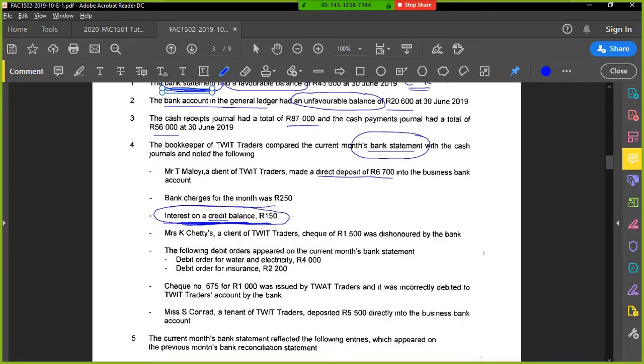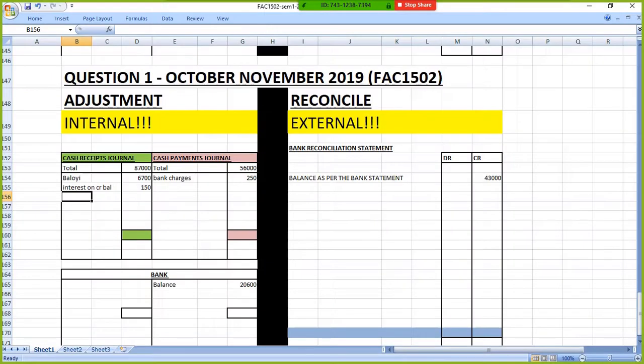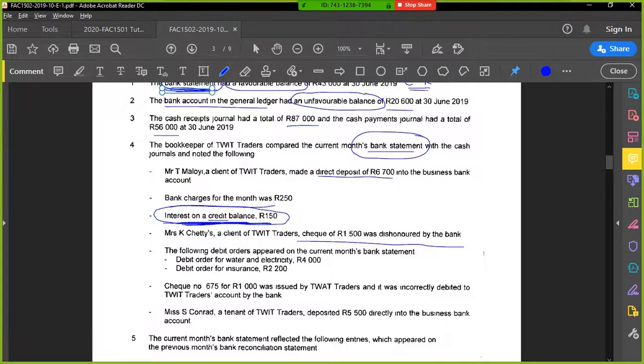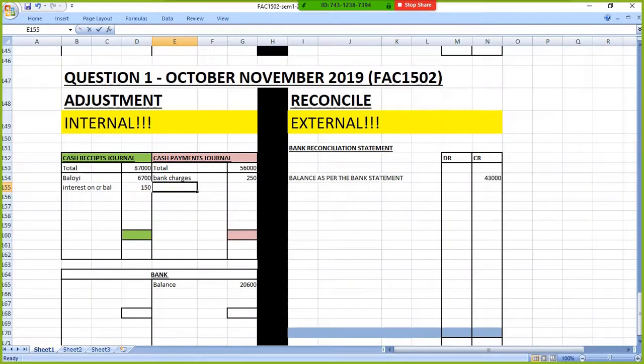Okay, a client had a dishonored check. Where do you put dishonored checks? In our books. Where? Receipts or payments. Dishonored checks always go where? Cash payments. Good. Remember, a dishonored check means you received the check. Who did you get this check from? A client. The client gave you the check. The check is dishonored. So you had the receipt previously, but the receipt obviously didn't go through. So it's a dishonored check. All dishonored checks go in the cash payments journal.